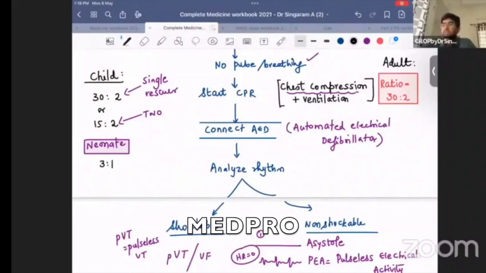Are you able to follow this, everyone? Right. Okay. So that's about this particular section of cardiac arrest and some ECG patterns.